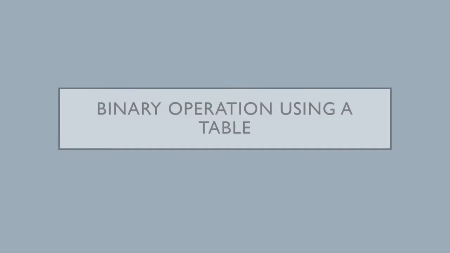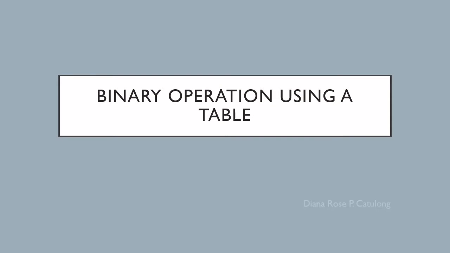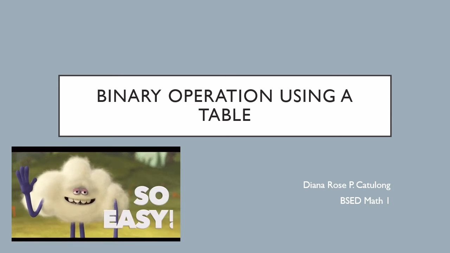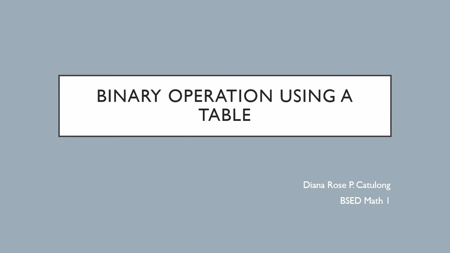At this moment, we are going to discuss the binary operation using a table. This method is pretty easy because you simply need to find the given values in the table and plot their intersection.